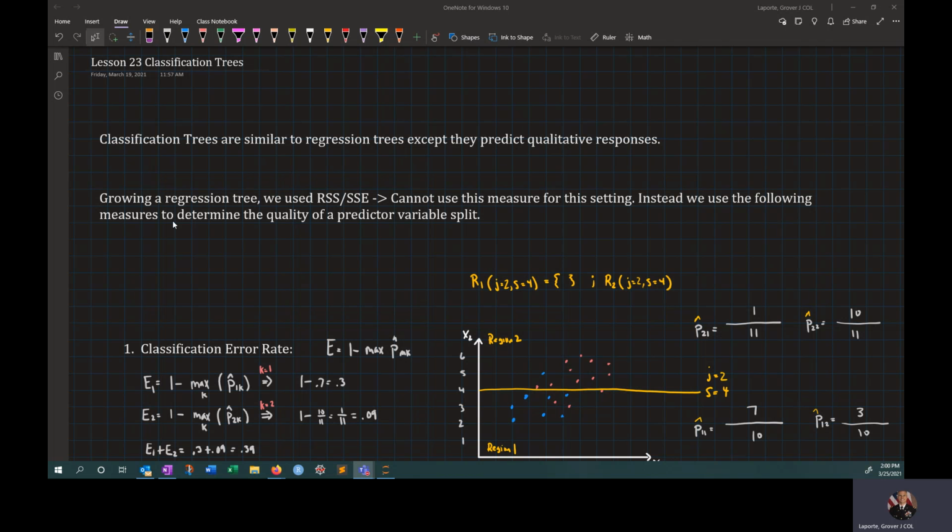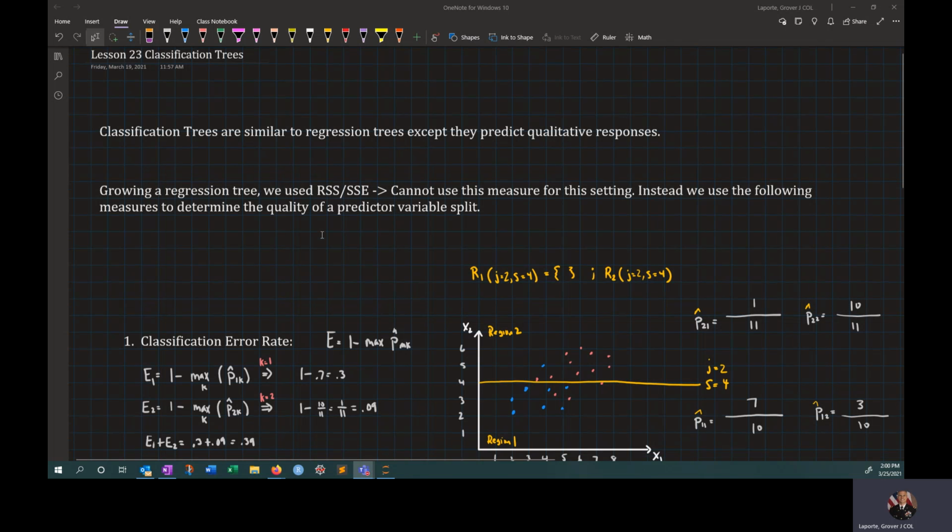Okay, so when we grow regression trees, we used residual sum of squares or sum of squared errors, which is not available to us in this setting, right? So I can't have an SSE for a qualitative response. And so instead of doing that, what we'll see below are three different techniques to get at that.